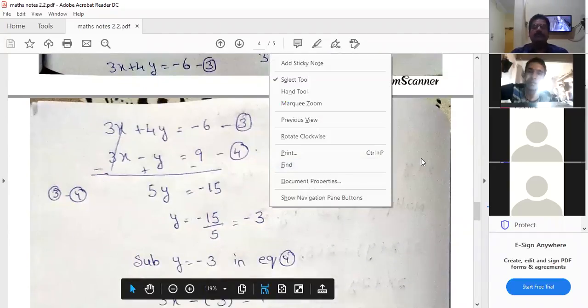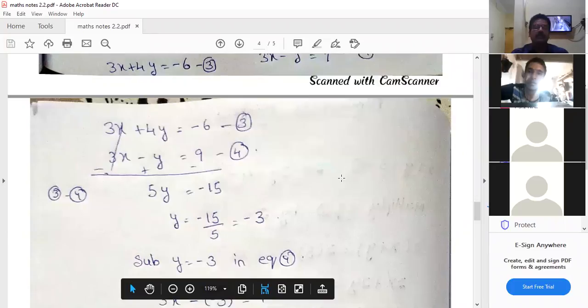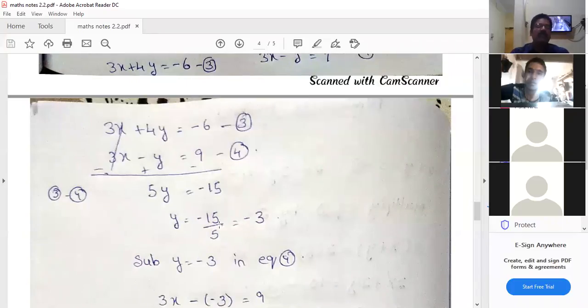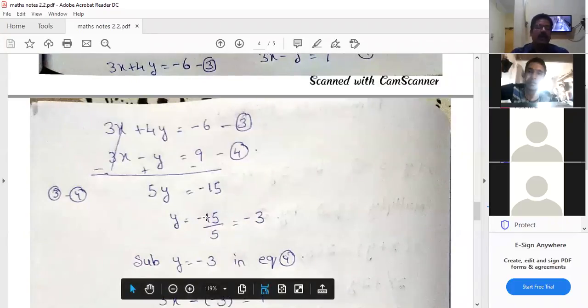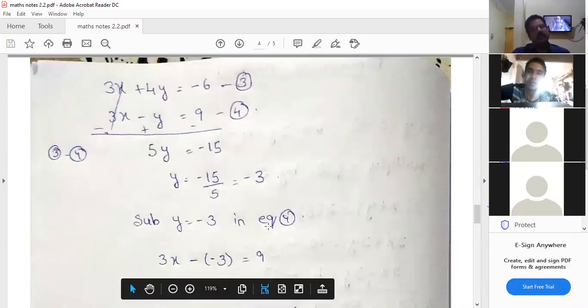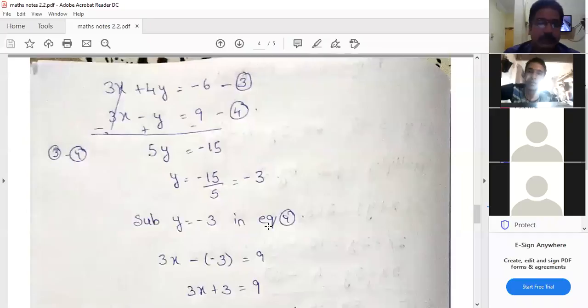Hence y equal to 15 by 5, minus 3. So I got the y value, minus 3. Now this y value I can substitute in equation 4. In any equation you can substitute, no problem. 1, 2, 3, 4. In any equation you can substitute, but I am substituting in equation 4.